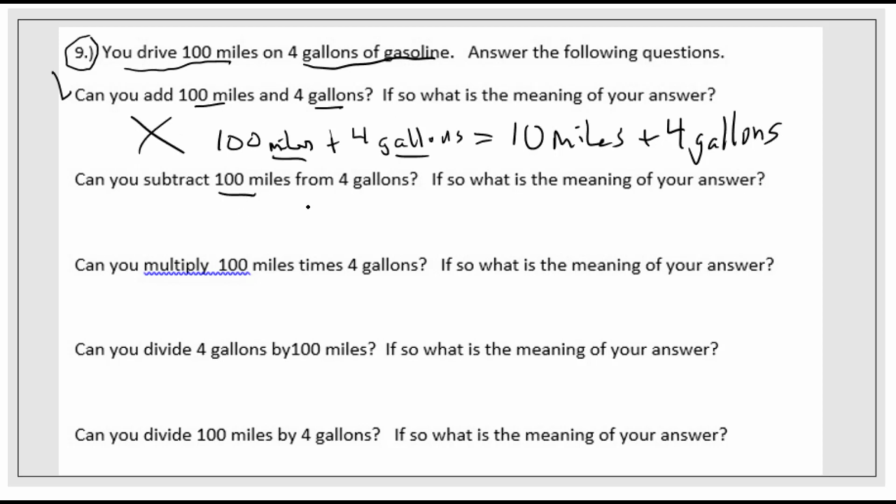Can you subtract it? Well, addition and subtracting are inverse operations. And the only thing you can say about 100 miles minus 4 gallons is that it equals 100 miles minus 4 gallons.